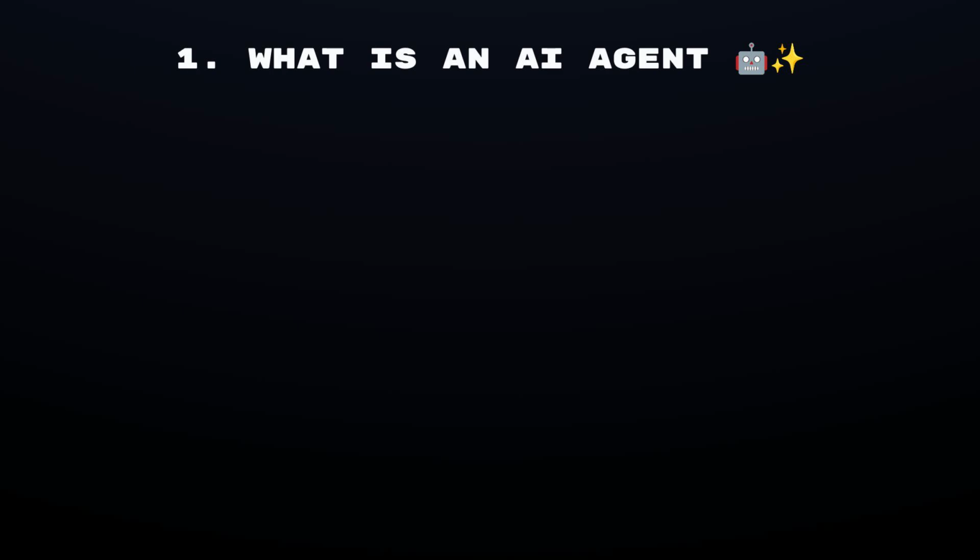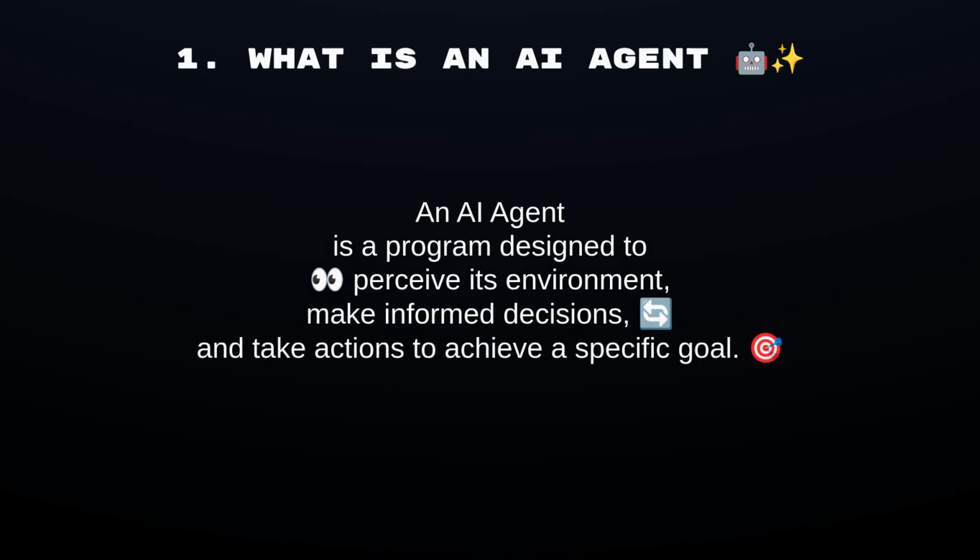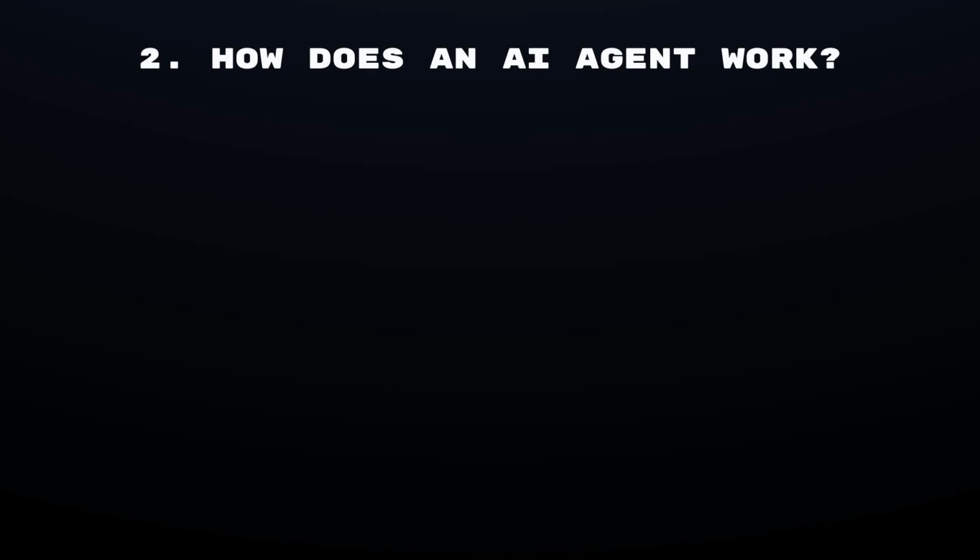What is an AI agent? An AI agent is a program designed to perceive its environment, make informed decisions, and take actions to achieve a specific goal. How does an AI agent work?